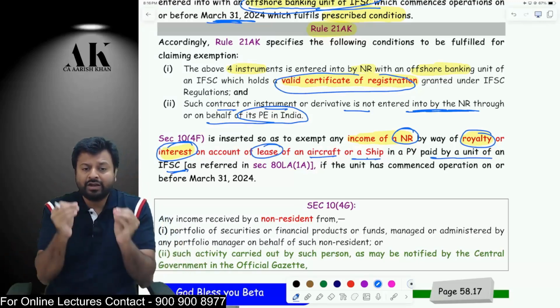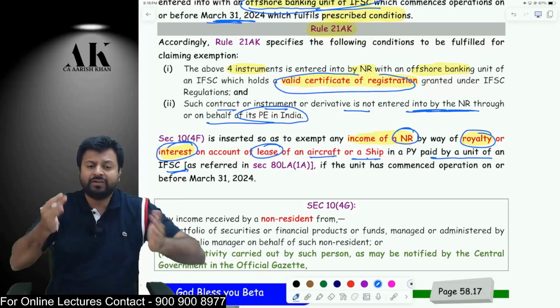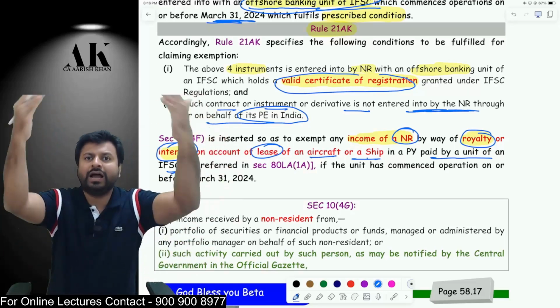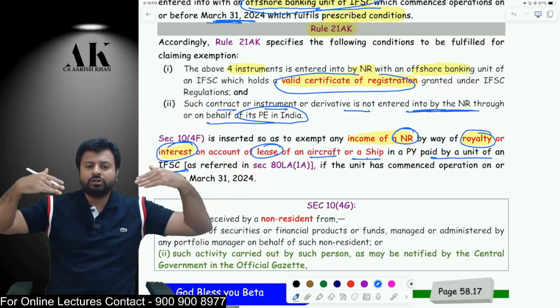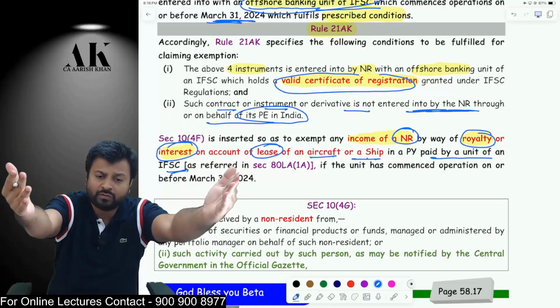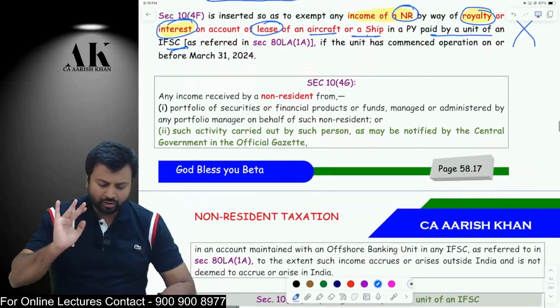Any income by royalty or interest on account of lease of aircraft in a previous year paid by a unit of an IFSC. So I am a unit of an IFSC. You are a non-resident. You have leased me an aircraft, or you have leased me a ship. And I am paying you royalty and I am paying you interest. In that case, that is not subject to tax under the income tax law. I hope it is clear to all of you.